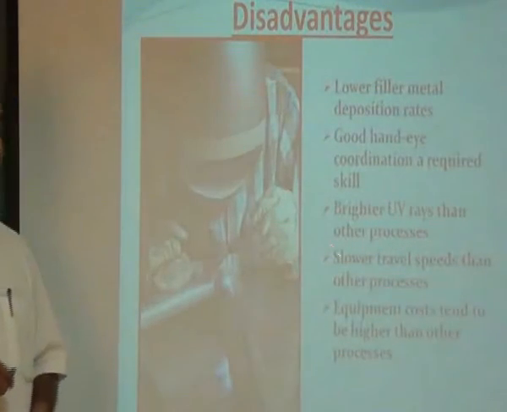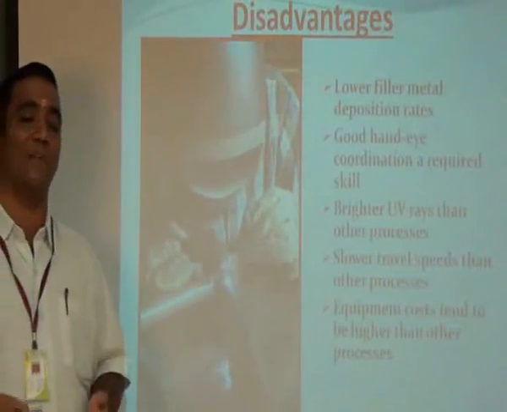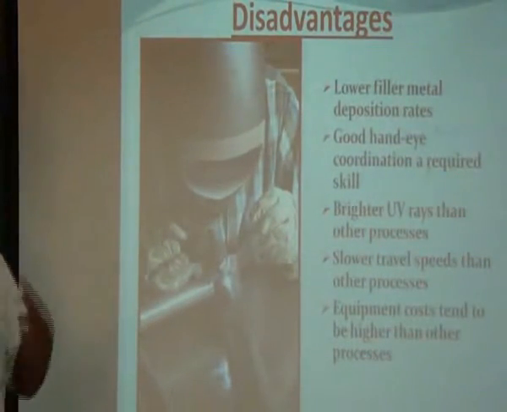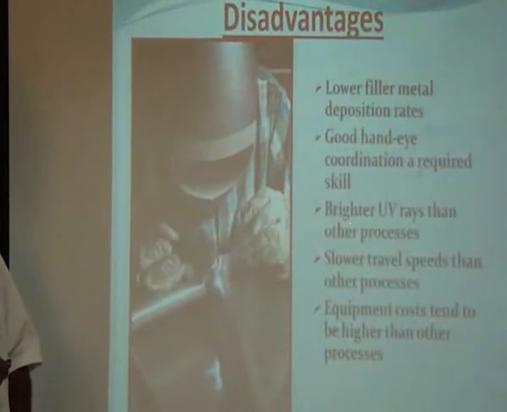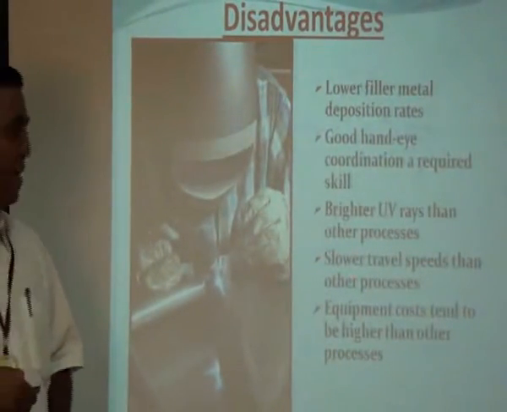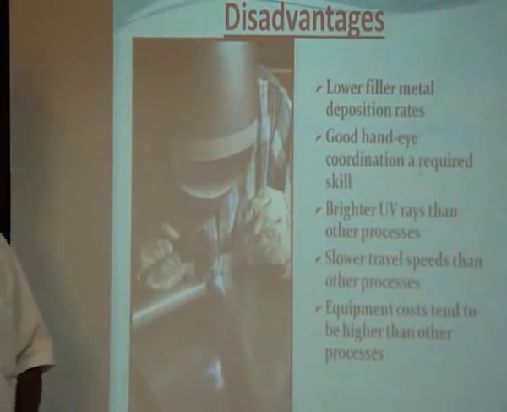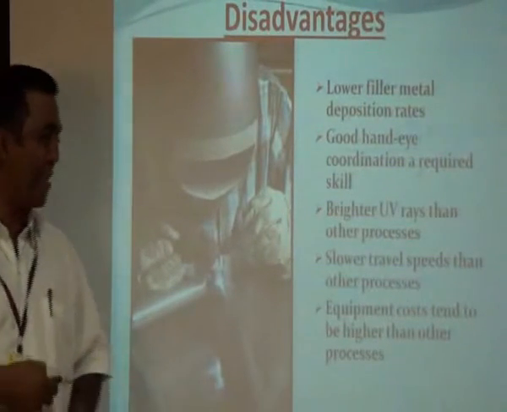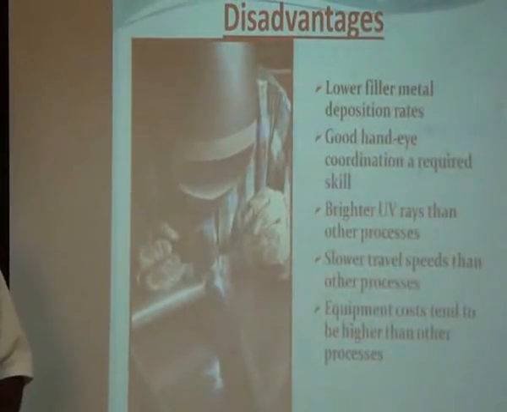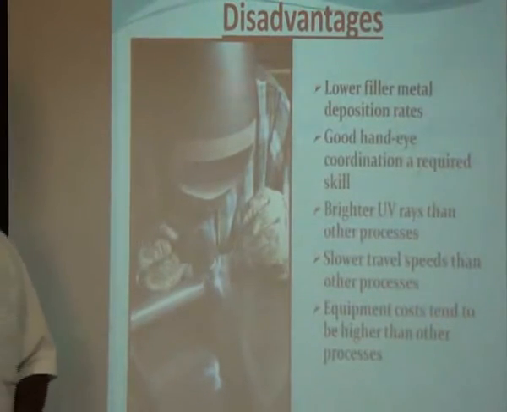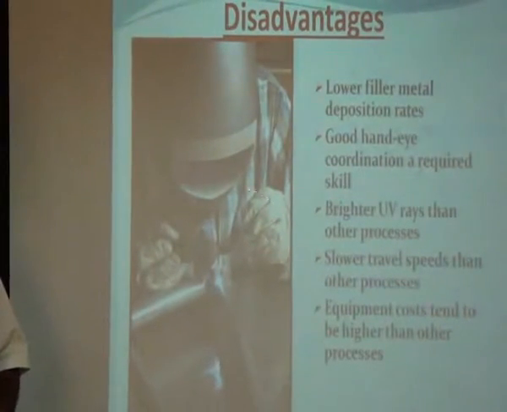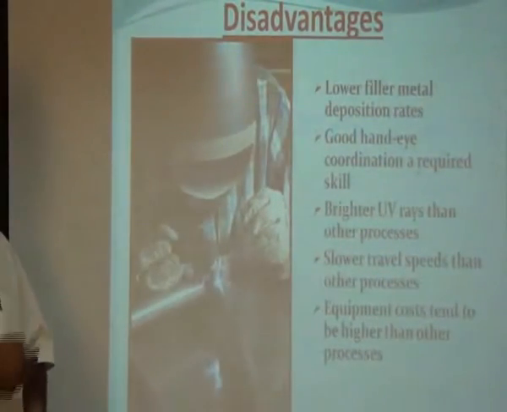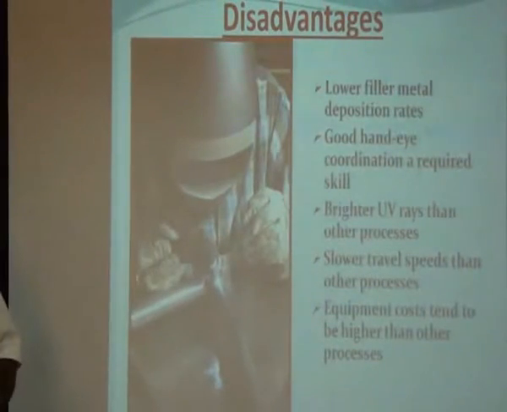And remember, when the arc is produced, some ultraviolet rays are also produced when compared with the other processes, and so highly protective glasses, like the ones shown in this figure, are worn by the welder. And remember, this TIG welding process, the gas tungsten arc welding process, is very slow. The travel speed is very slow when compared with the other processes. And the equipment cost tends to be higher than the other processes, because it has to accommodate so many other features like the AC current, DC current, and other features, and hence these are disadvantages of this particular process.